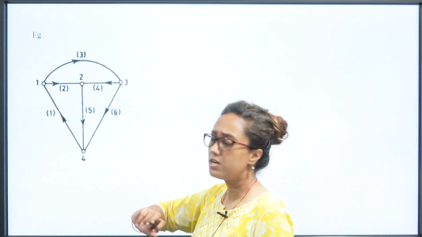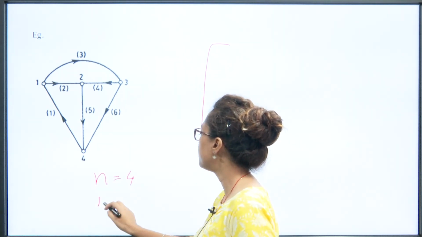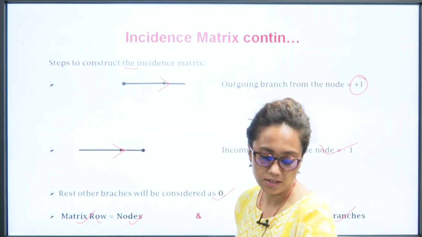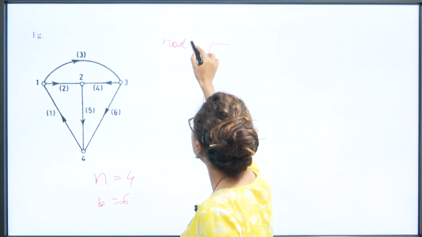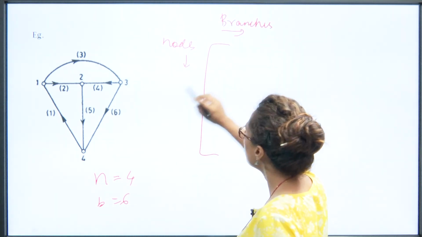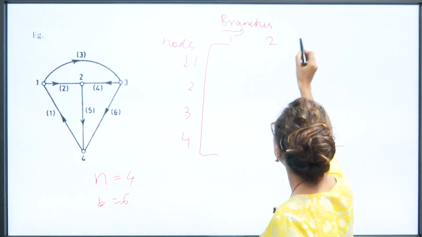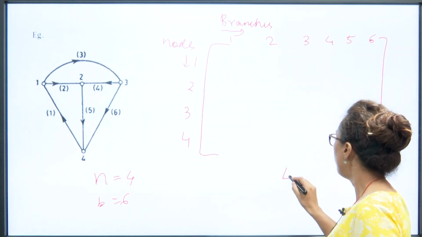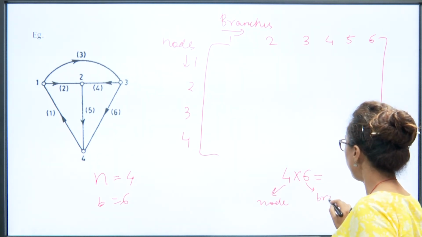For example, if this is a graph, then first of all the number of nodes is 4 and branches is 6. In the previous slide we have seen that the row is the node and the branches are the columns, right. So here we will write the nodes in the rows, and here the branches will be written. There are 4 nodes, so 1, 2, 3 and 4, and the branches are 6, so 1, 2, 3, 4, 5 and 6. So this matrix is nothing but a 4 cross 6 matrix, where 4 is the number of nodes and 6 is the number of branches.